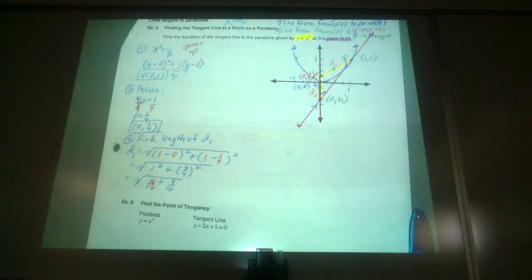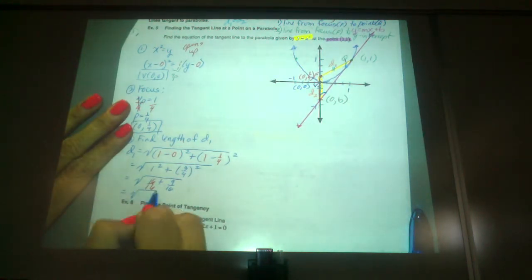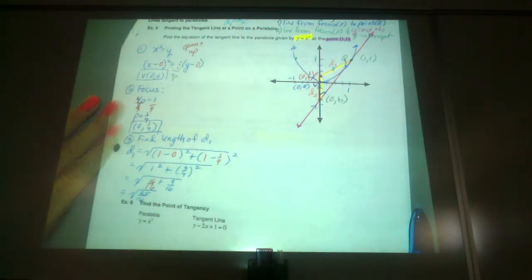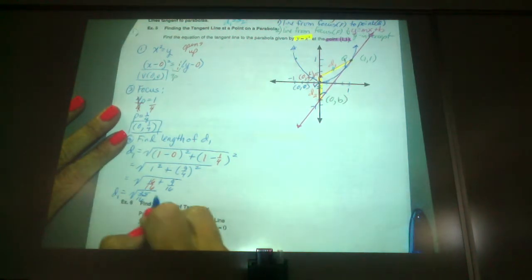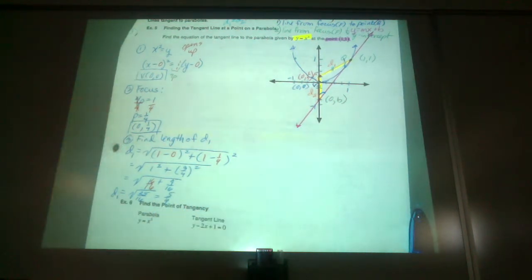So then add those together. 16 and 9 is 25 over 16. Can't you take the square root of 25 and the square root of 16? So d sub 1 is equal to 5 over 4. No, it is not plus or minus because we are not, can distance be negative? So that's why.